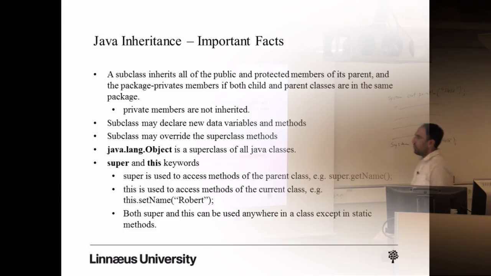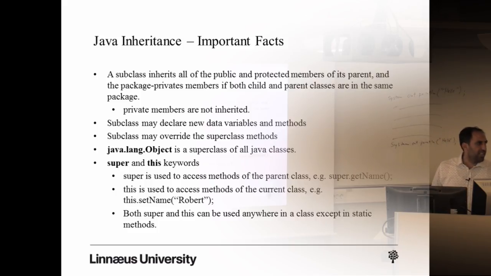And it's also important to know that all the classes that we define automatically become subclasses of java.lang.Object. So the Object class is a superclass of all the classes in Java, and we already talked about the super and this keywords. The super keyword is used to access the members of the parent class, for example super.getName, and the this keyword is used to get access to the methods of the current class within which you are calling the methods or the attributes using these keywords.